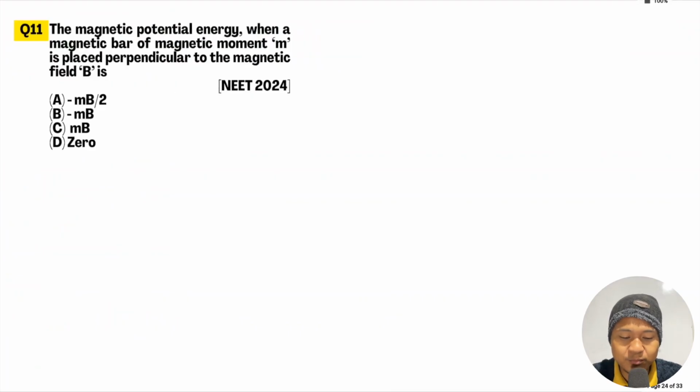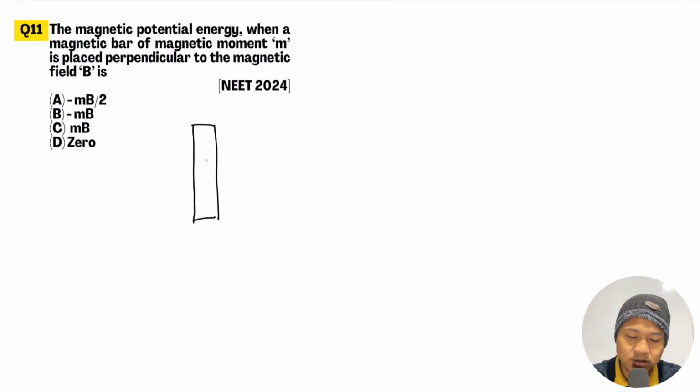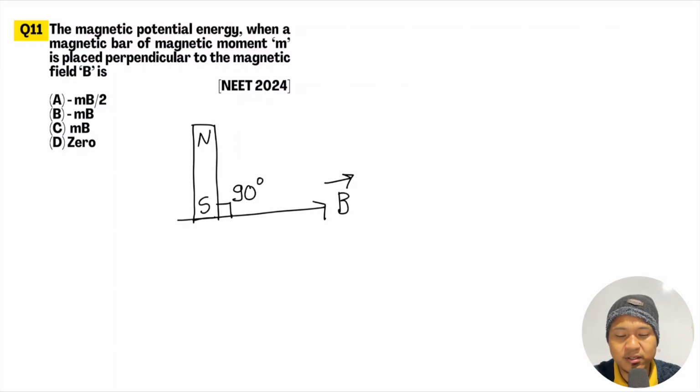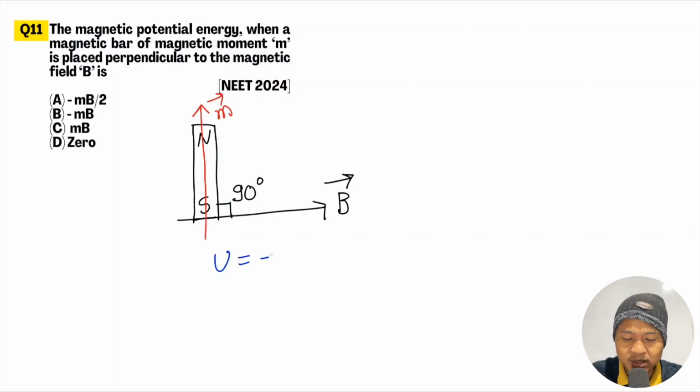Now, the magnetic potential energy when a bar magnet of moment M is placed perpendicular to the magnetic field B. Say there is a north pole and a south pole, and the magnetic field B. Perpendicular means 90 degrees. The magnetic moment is from south to north, like this. So this is M. Energy is minus M dot B, which is minus MB cos 90. Cos 90 is 0, therefore the energy is 0.